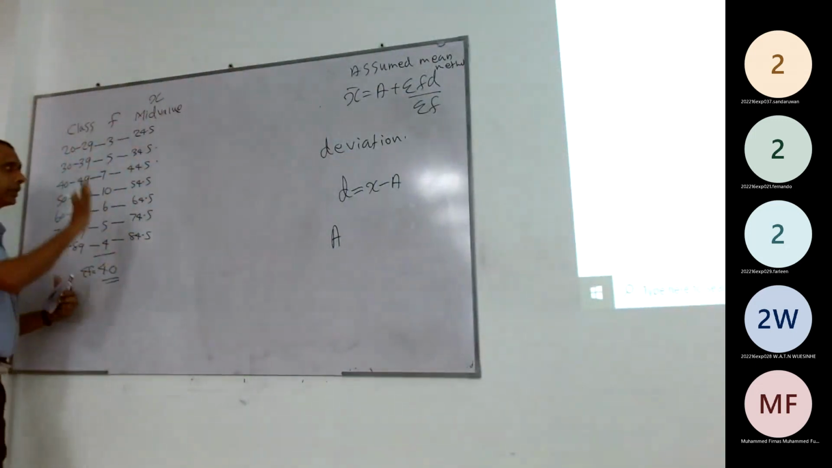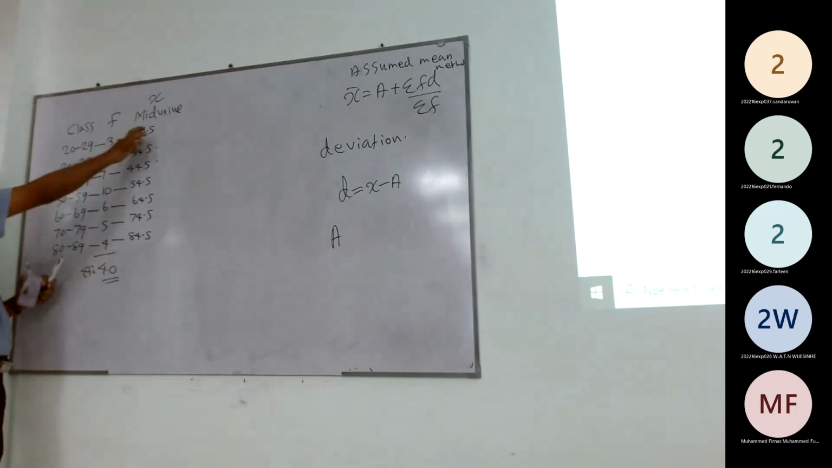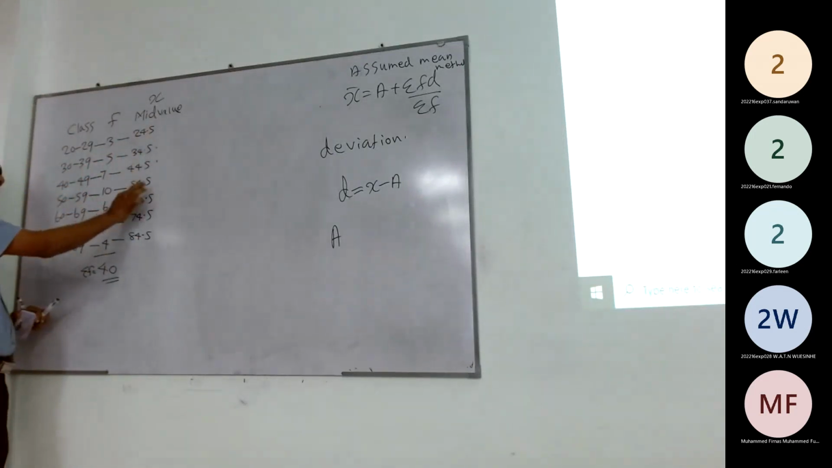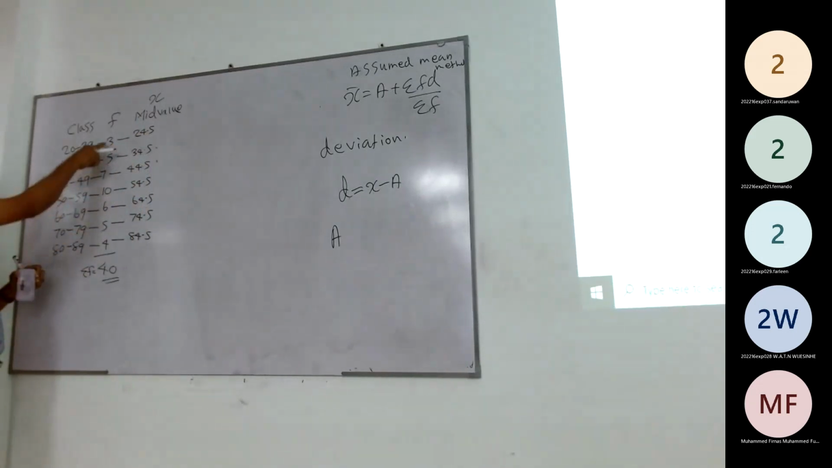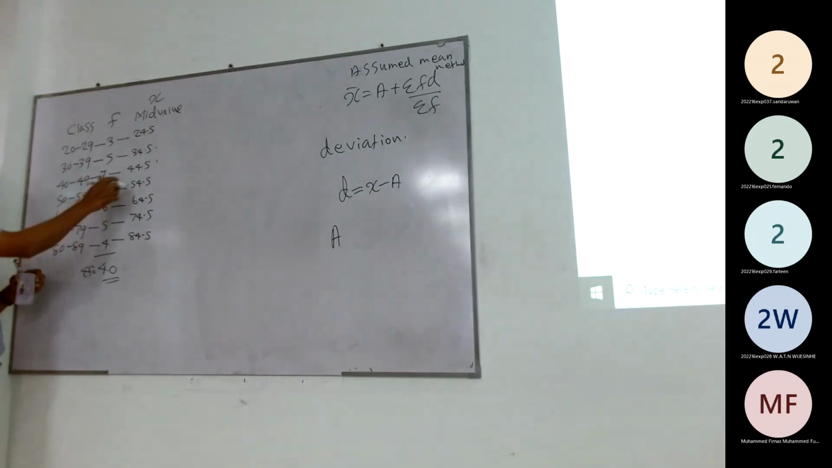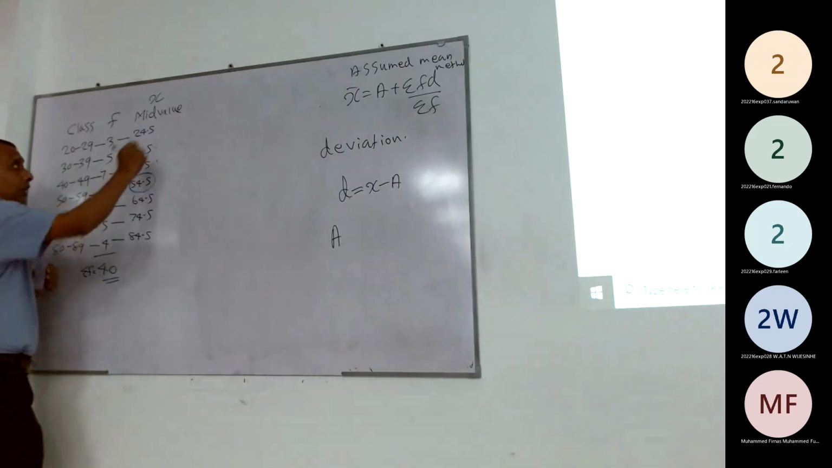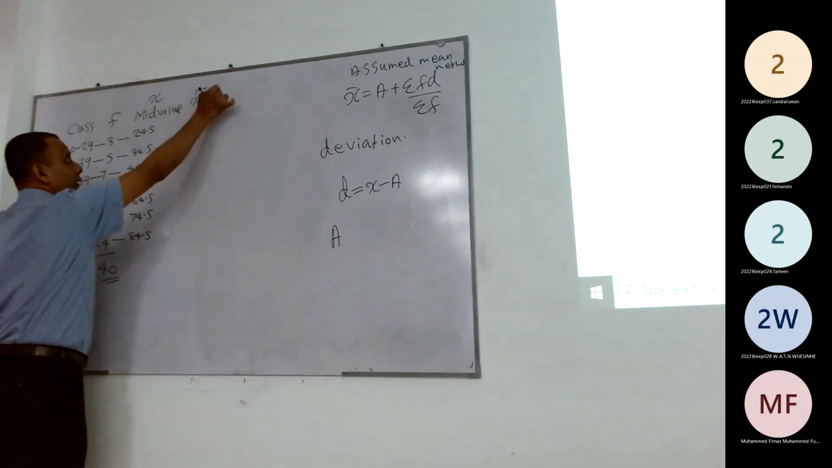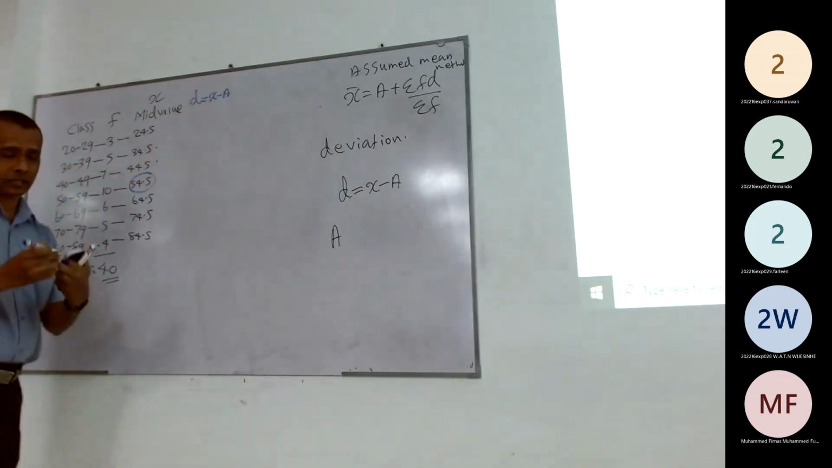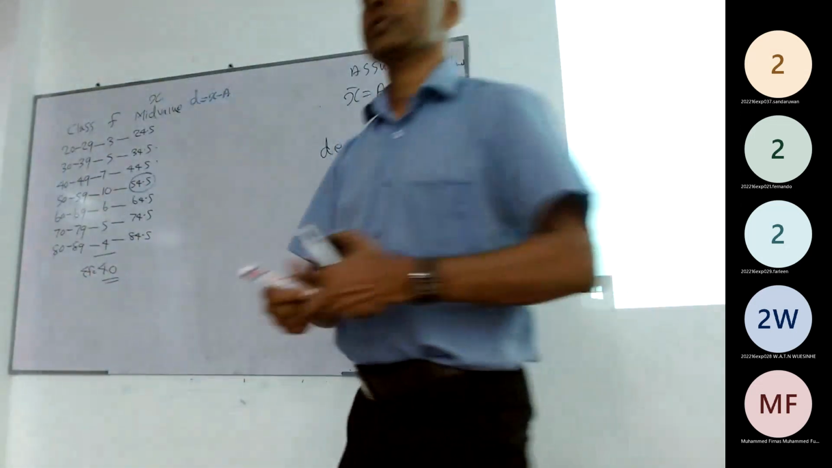Any class mid value you can consider. If you are willing to use this one, no problem. Any mid value you can use. Like in general, the highest frequency is what? This is 10. I consider this one. If you want, you take this one. No problem. Then calculate D. D means x minus A.